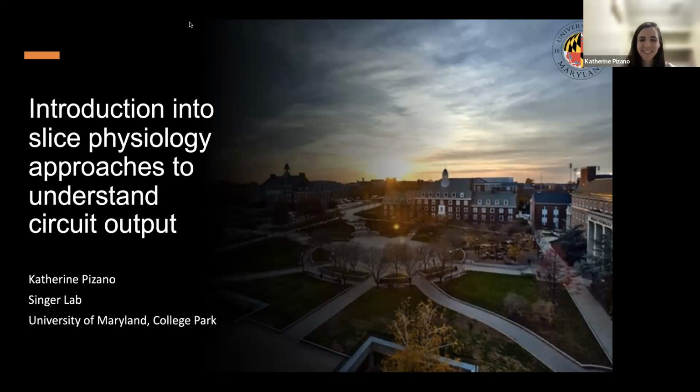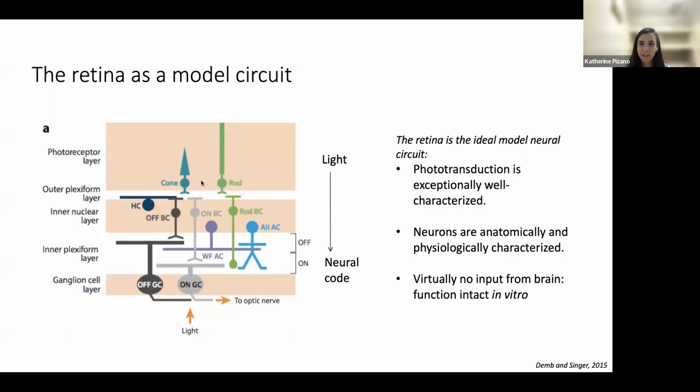Yeah, so hi everyone. Thank you so much for that introduction. As was mentioned, today I wanted to give an introduction to how our lab uses slice physiology to better understand the synaptic transmission occurring both in the retinal circuitry as well as more recent work in the brain. So to start, why do we study the retina? Well, the retina is a model circuit that has been extremely well characterized and has very known physiological functions. It is capable of transforming visual cues into electrical outputs to the brain that allow us to understand what we see in the world around us.